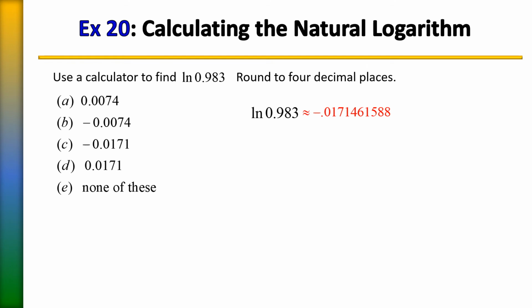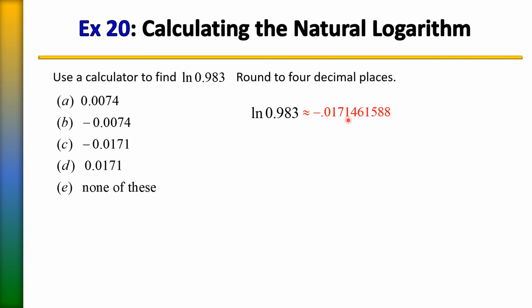Notice it is a negative value, but we are asked to round it to 4 decimal places. So let's count over 4. So the 0, that's 1, and then 2, 3, 4. So 4 decimal places mean that I'm going to leave 4 numbers up.